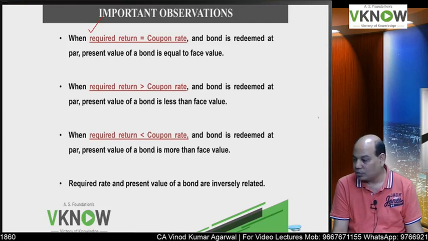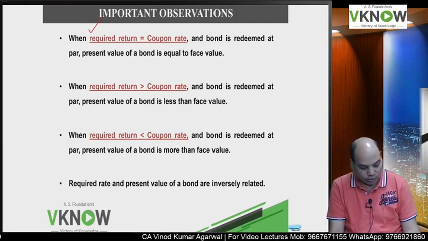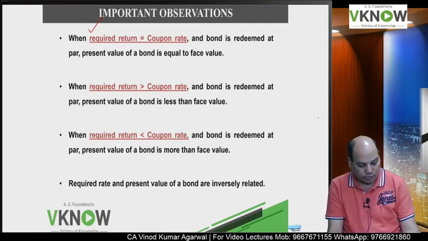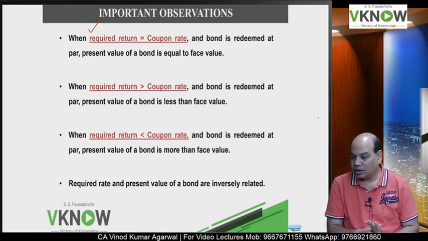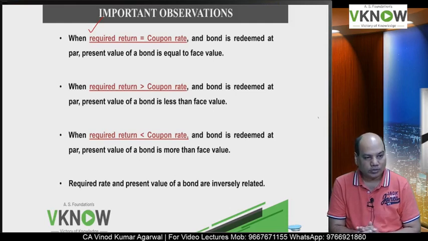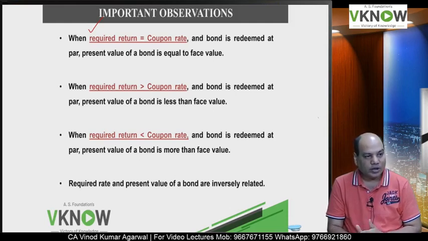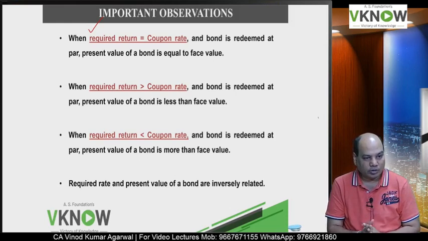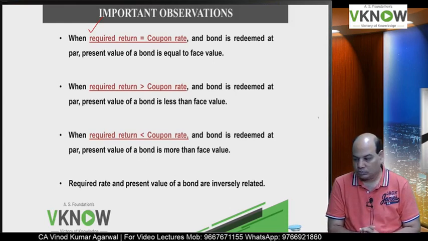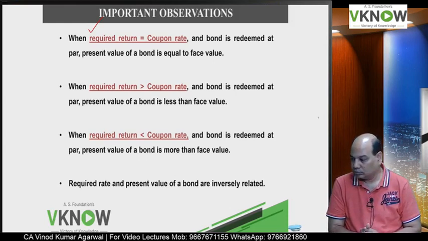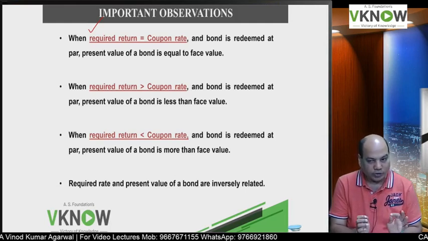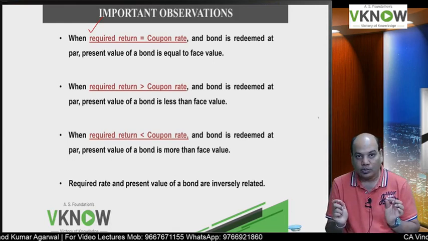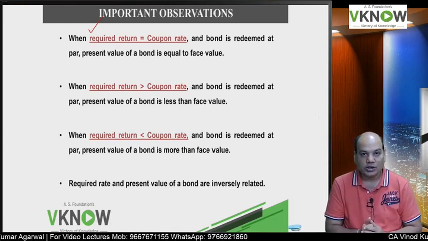And one more, fourth line, write down. What is the fourth line? Required rate and present value of a bond are inversely related. Required rate of return and present value of a bond are inversely related.